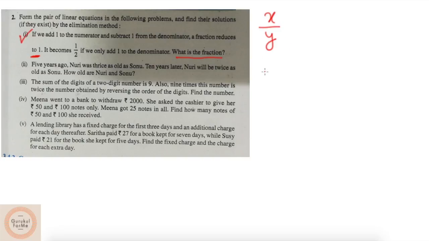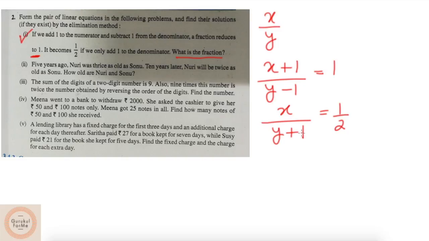Now they are saying if this is the fraction, if I add 1 to the numerator and subtract 1 from the denominator, the fraction reduces to 1. Brilliant. It becomes half if you add 1 to the denominator. So the numerator stays as it is and this becomes the denominator. Are we on the same page here?